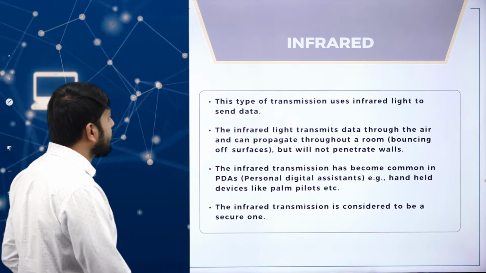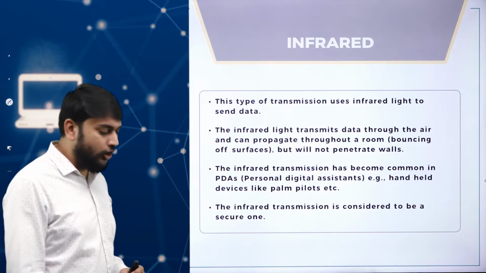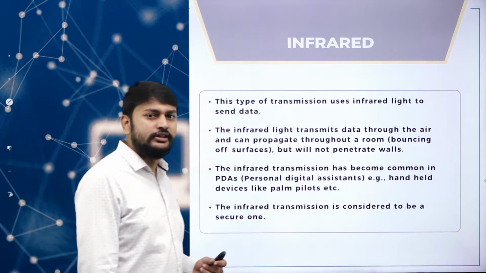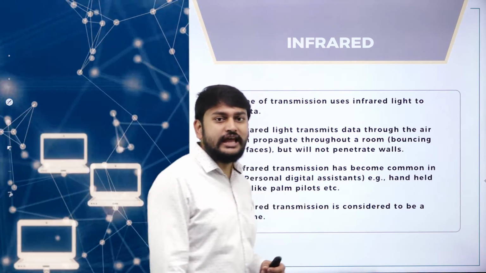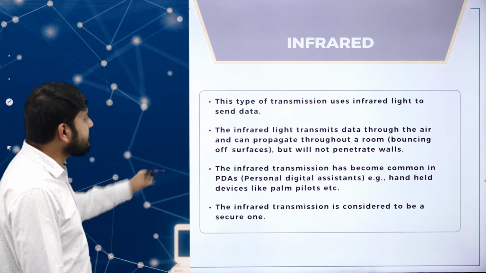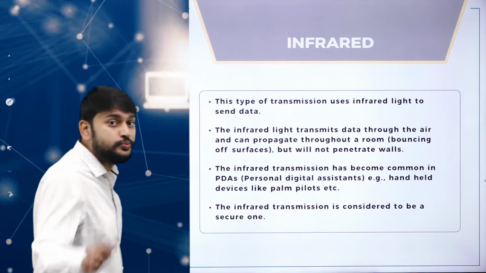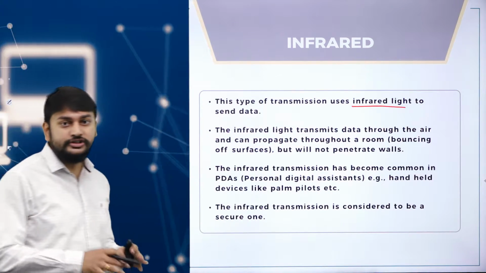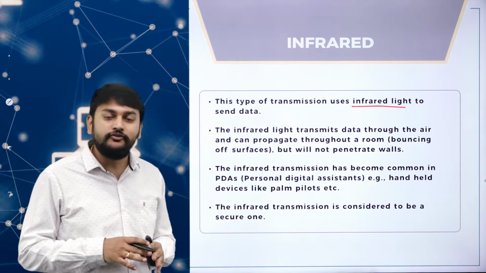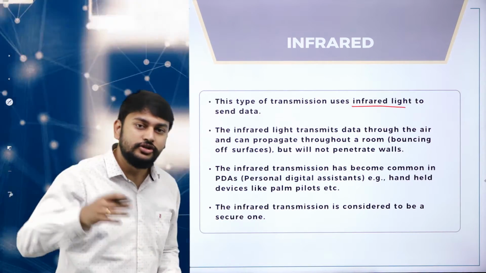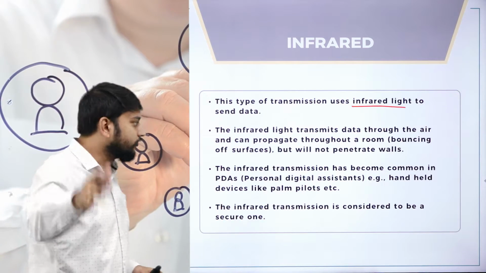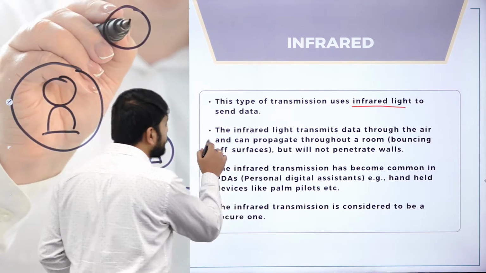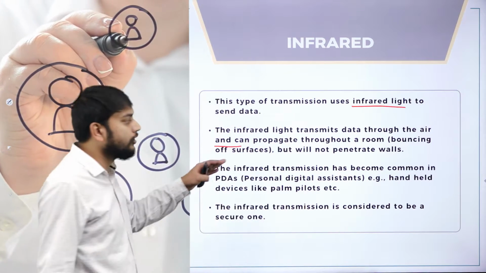So guys, the first one that we have is infrared. What exactly is infrared doing? What is the advantage that we have? Let's understand one by one. This type of transmission uses infrared light. We use the infrared light to transmit our data. The infrared light transmits the data through the air and can propagate throughout a room.